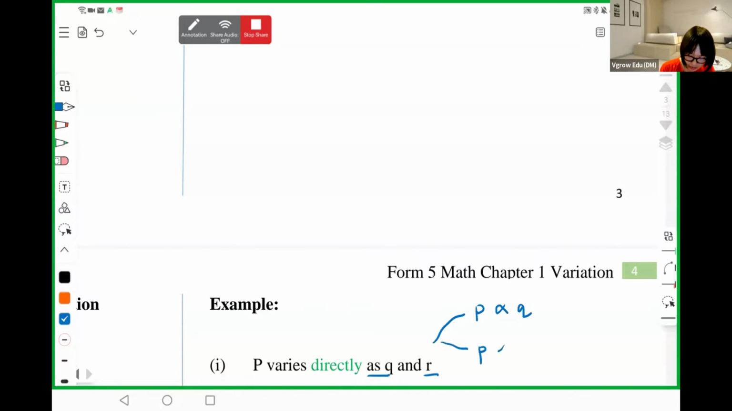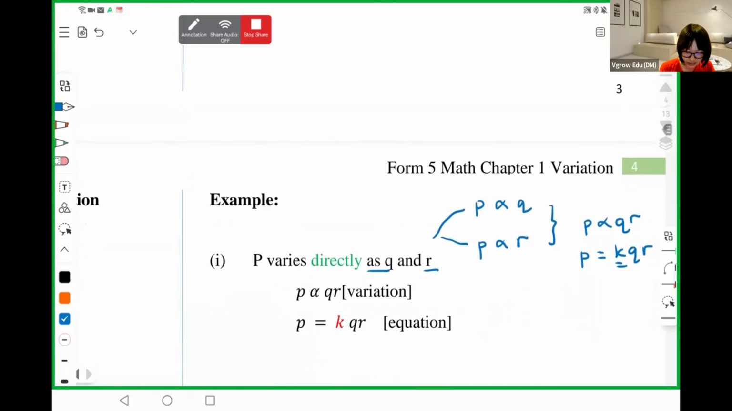P varies directly as R. So now you combine, and it becomes what? Like the Nescafe, 3 in 1. So P varies directly as QR. Correct? One row, because it's direct variation. Change to equation form. P equal to KQR. Same thing, just insert the K. Let's see the answer. Is it correct?